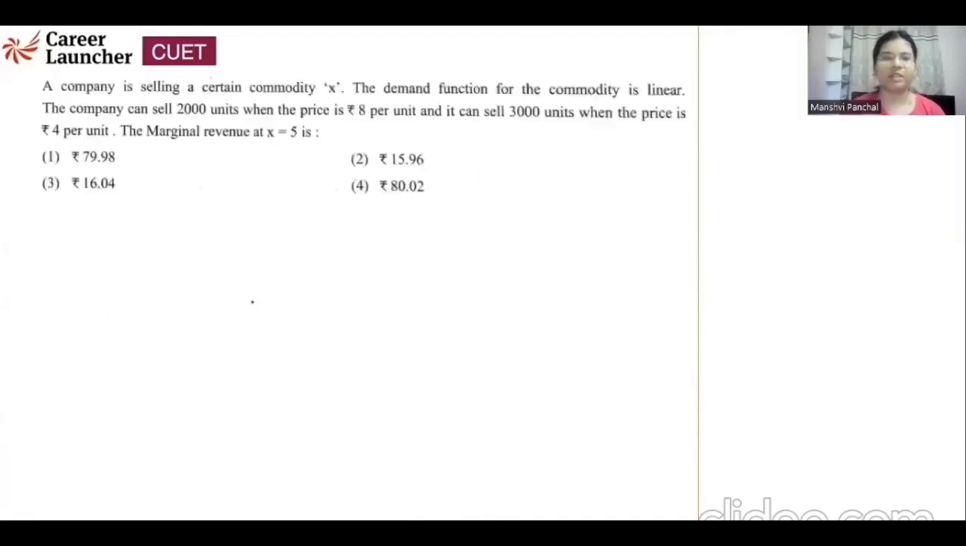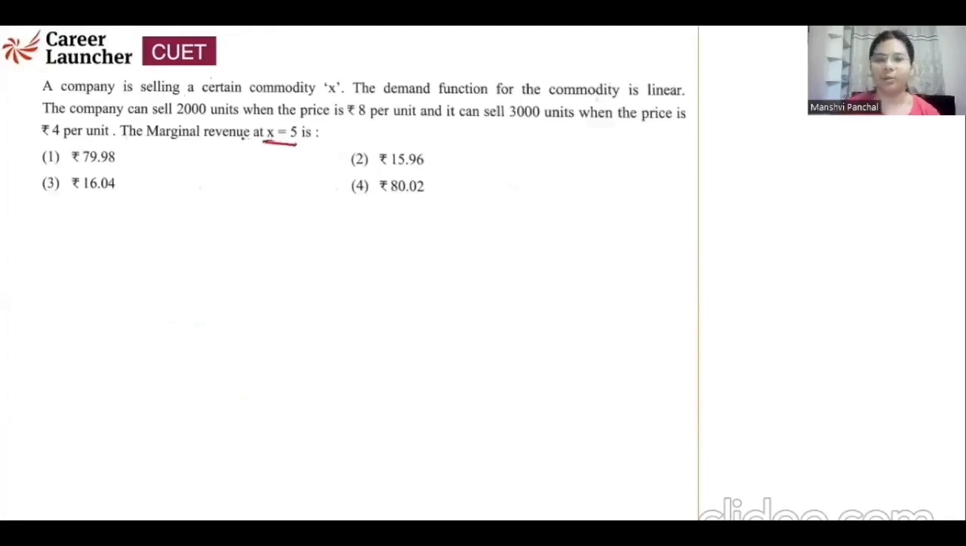Next we have question number 67. A company is selling a certain commodity X. The demand function of the commodity is linear. A company can sell 2000 units when the price is 8 per unit and it can sell 3000 units when the price is 4 per unit. The marginal revenue at X equals to 5 is.